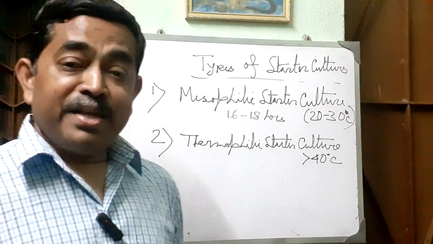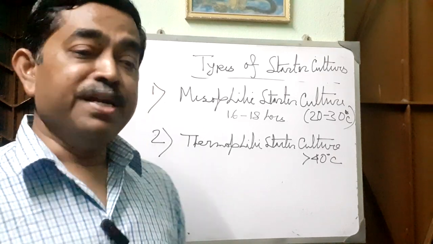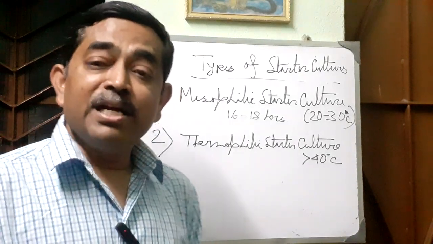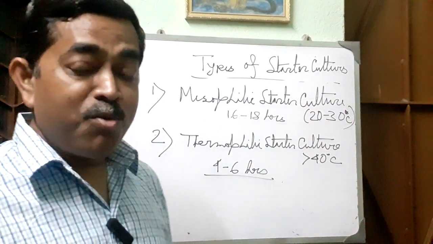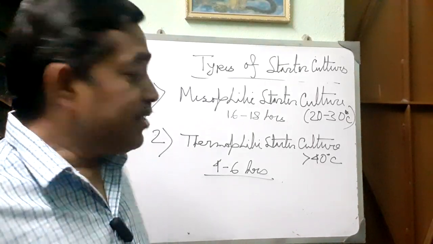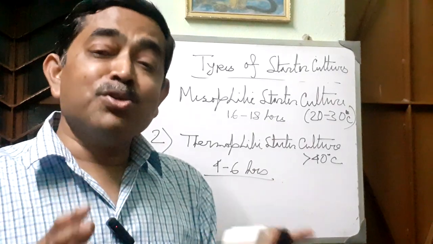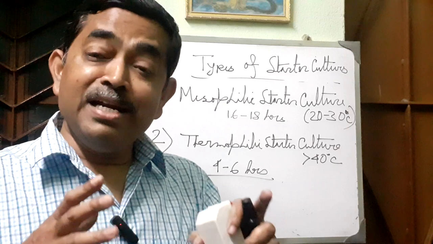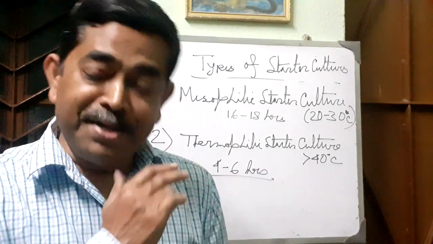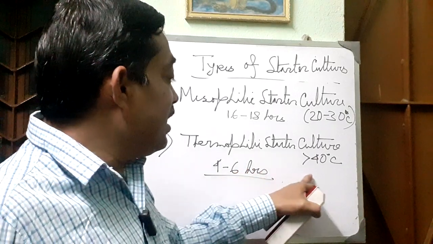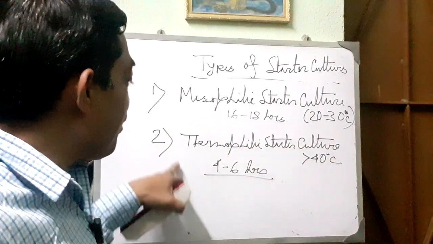Nowadays, industries generally use this type of thermophilic starter culture because it takes less time, 5 to 6 hours, for the fermentation process to complete. So from a commercial point of view, we get the product faster than with mesophilic starter culture. But it is observed that most of the aroma producing bacteria like Leuconostoc citrovorum, Leuconostoc cremoris, dextranicum, and Lactococcus lactis subspecies diacetylactis are generally mesophilic. They grow at lower temperature. So maybe the flavor will not be the same as with mesophilic starter culture, but from the industrial and economic point of view, it is very beneficial.